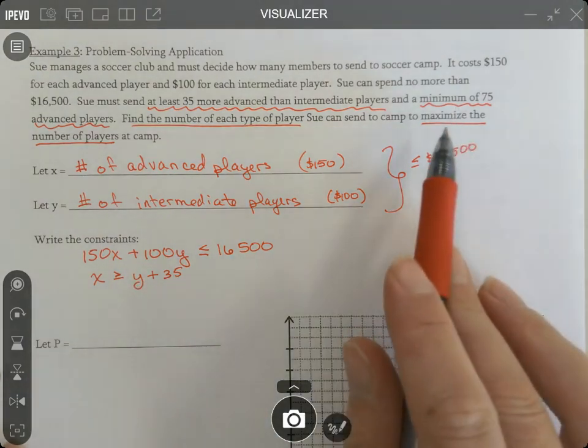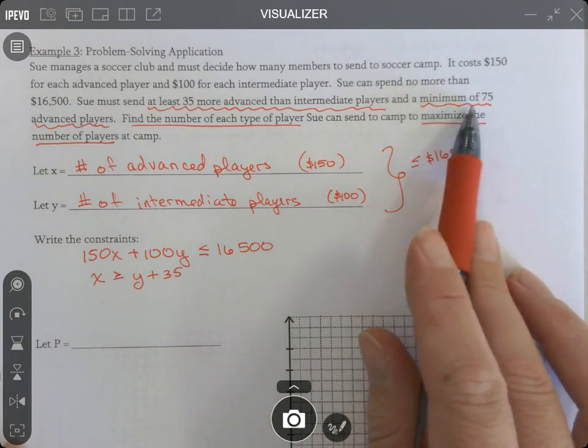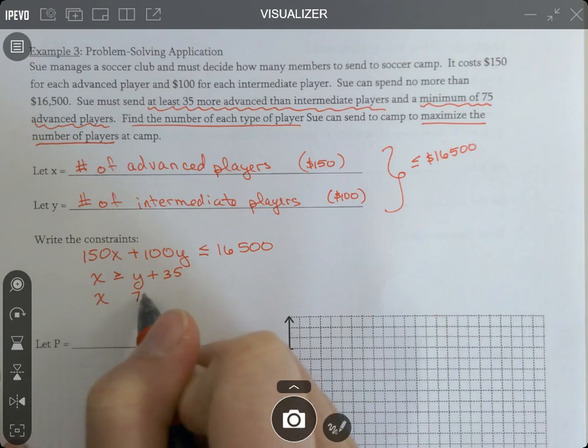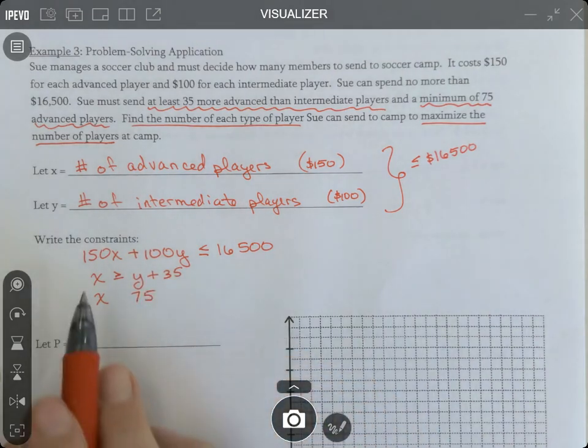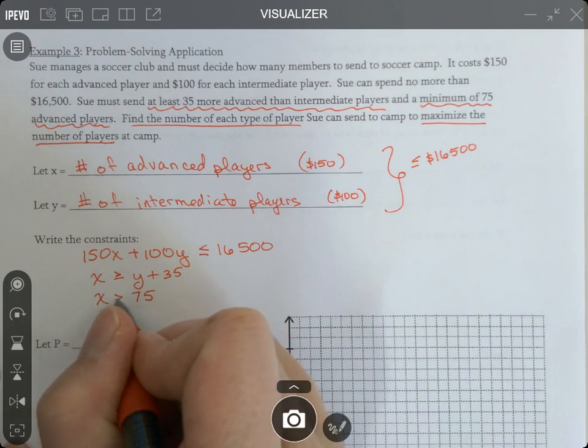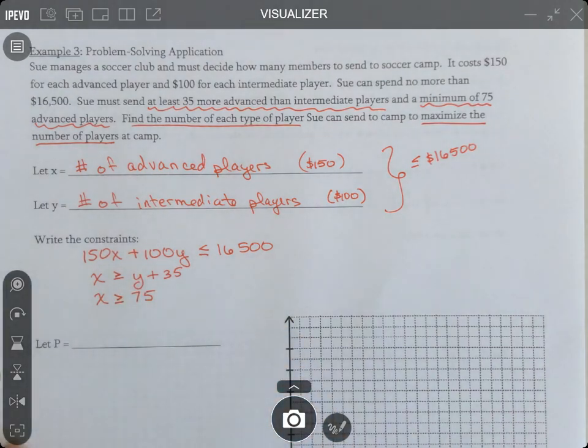Okay, there's another one. It says a minimum of 75 advanced players. Guys, that is just comparing X and 75. So X has to be greater than or equal to or less than or equal to 75. If this is the smallest number she can have, X has to be greater than or equal to 75.